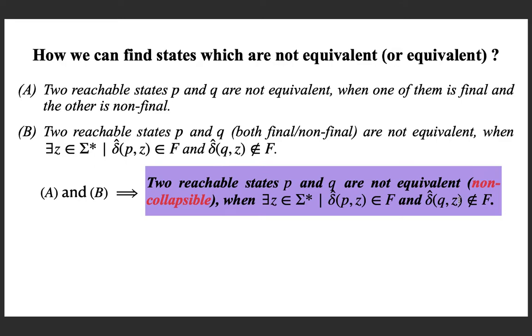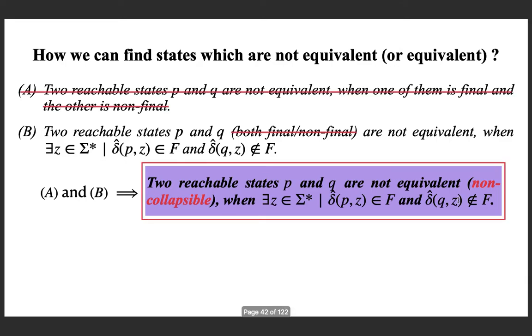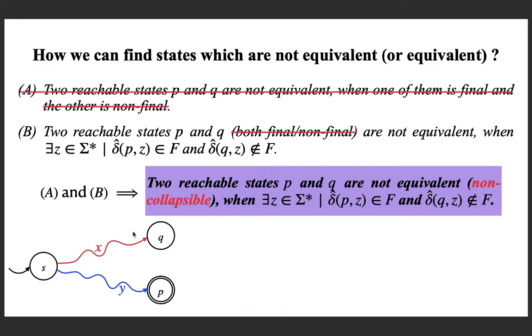You may wonder why these two are combined. We just avoid having A and we just remove this condition, both final or both non-final. Then the question is, how is it that A is addressed? I can tell you, this is actually A when one is final and the other one is non-final. In that case, you take the string Z as epsilon. You can see that the path for epsilon from P ends in P, which is a final state, and the path for epsilon from Q ends in Q itself, which is not a final state.